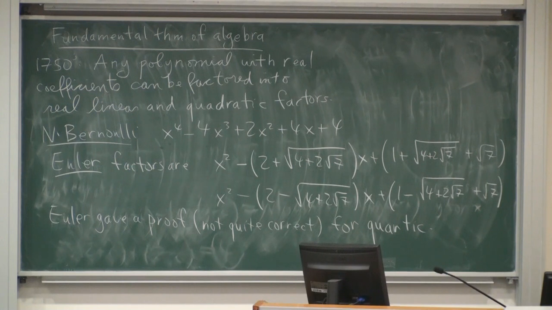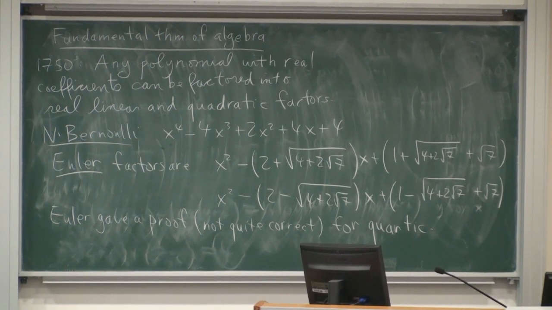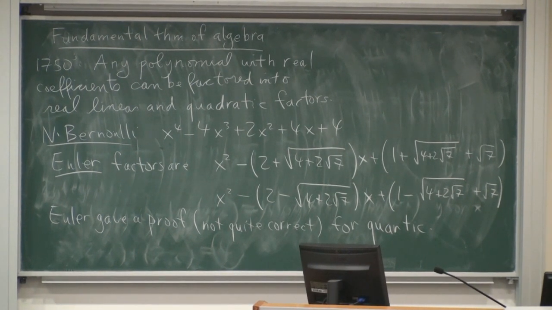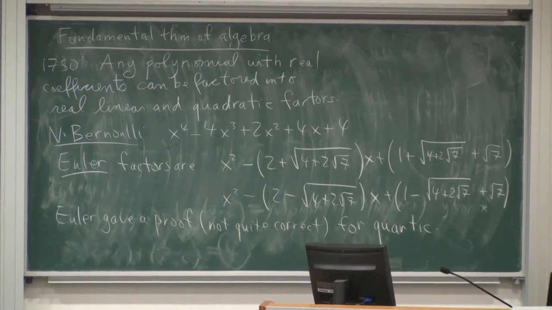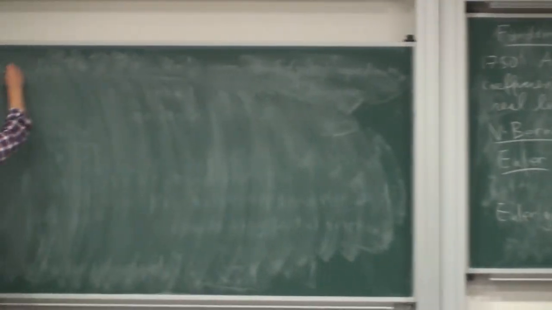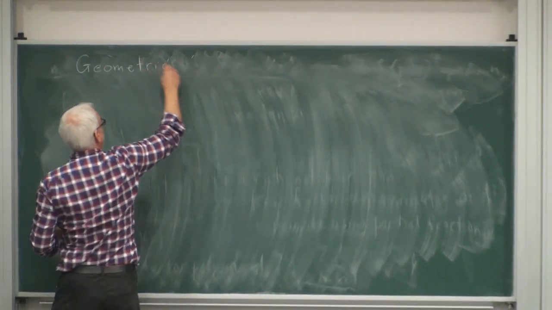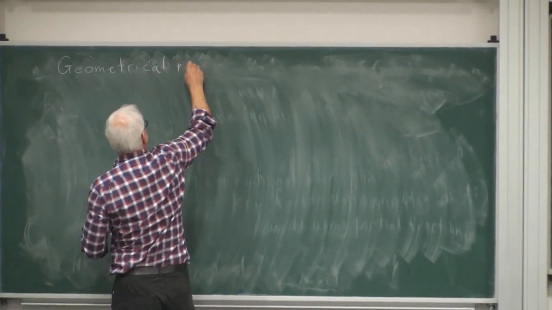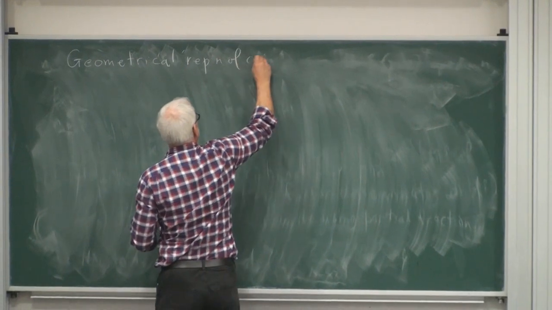So there were general proofs that were given shortly afterwards by D'Alembert and by Gauss. But to introduce those proofs, we have to expand the theorem, and we have to go to the complex domain. So we have to look at it from the point of view of a complex valued polynomial. And sort of as a preliminary to that, we have to think about the geometrical representation of complex numbers.